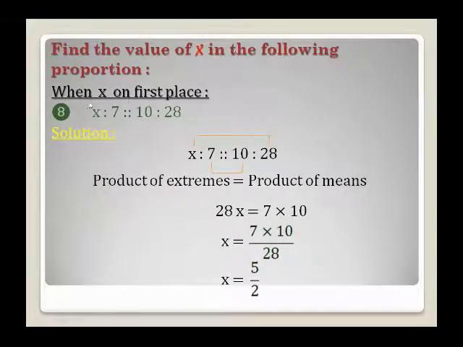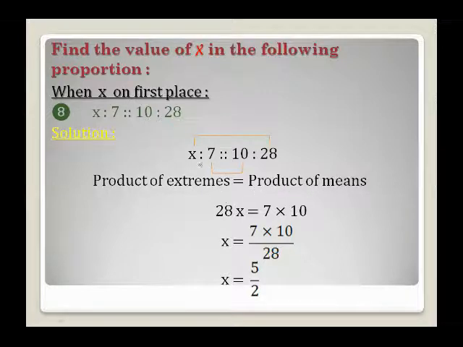Now, question number 8 from the same exercise, but the case is when x is on the first place. What do we do if the x is on the first place? Here we have x ratio 7, proportion 10 ratio 28. Now here we start the solution. We write the proportion in the same manner, x ratio 7, proportion 10 ratio 28. We write the same formula, which is product of extremes is equal to product of means.